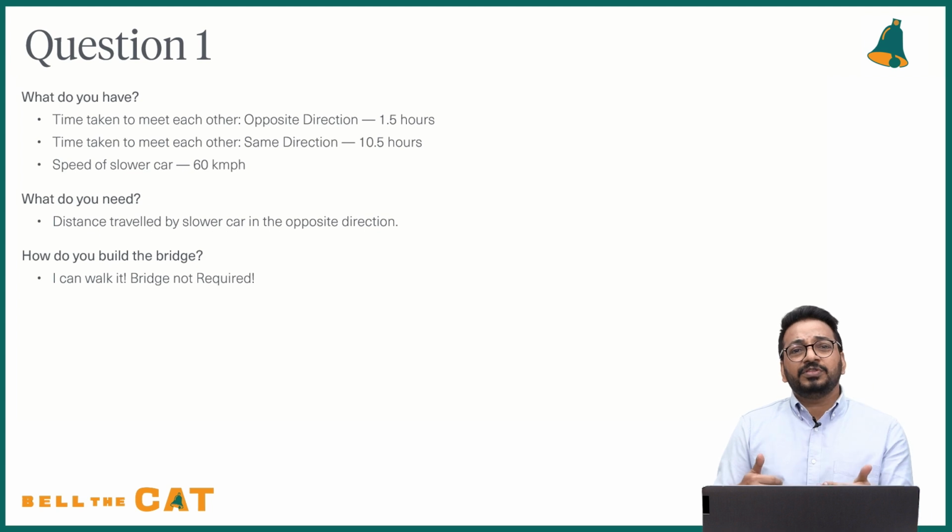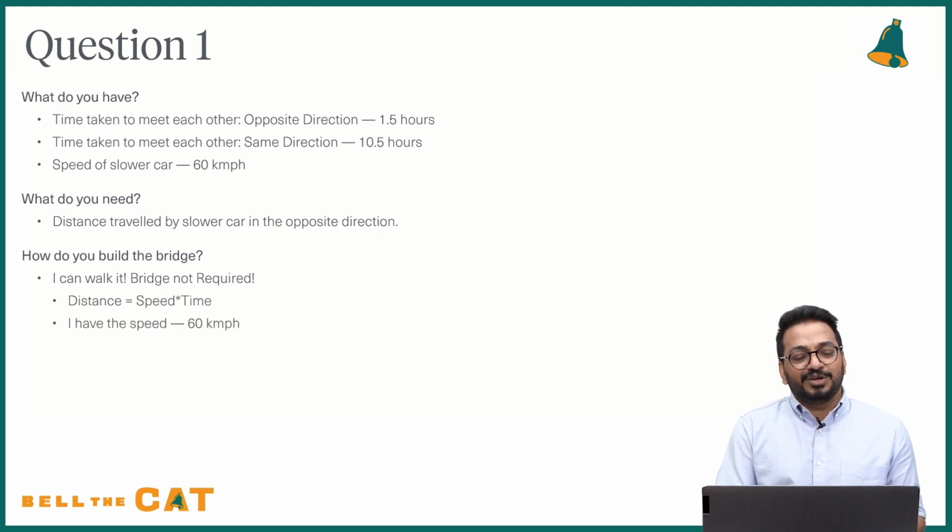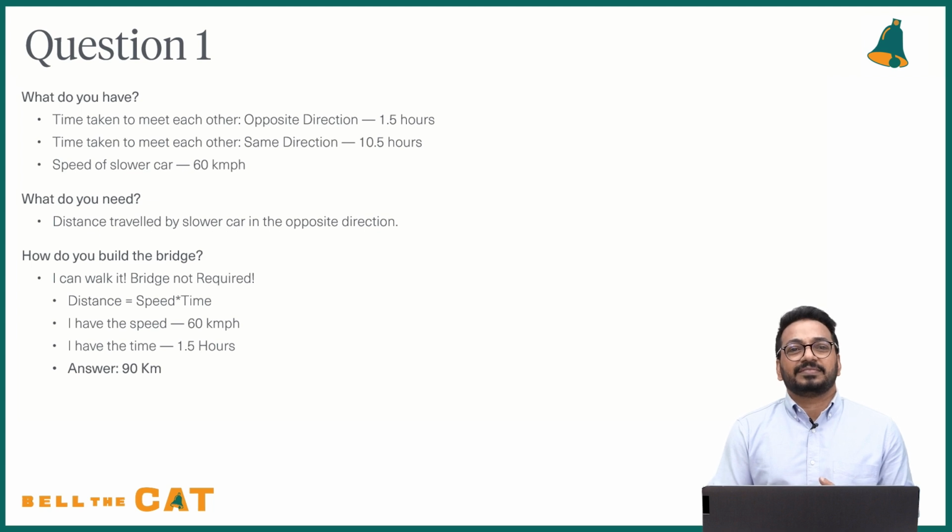60. So you know the speed, you know the time. Distance is nothing but speed into time. 60 into 1.5, 90. Right? You have this distance is speed into time. You have the speed 60. You have the time 1.5 hours, and the answer is 90. Right?